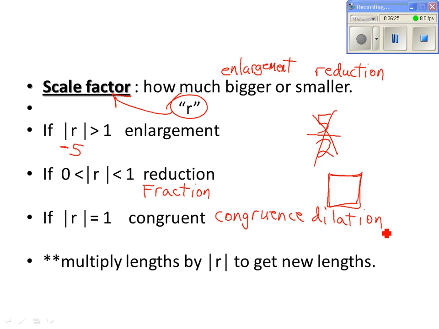Dilations are different than all the other transformations we've done before, because every other transformation we've done, rotations, reflections, and translations, when you got done, how did the original shape and the new shape compare? They were exactly the same. With dilations, they're not going to be exactly the same unless your scale factor is 1. All right, unless the scale factor is 1.